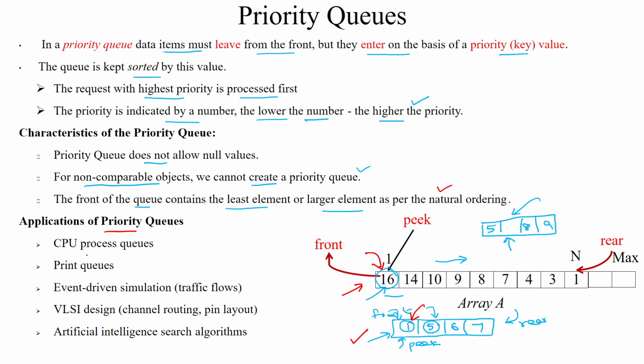Then applications of the priority queues are used in different domains. For CPU process scheduling, we can use the priority queue. The priority scheduling is there, so there the highest priority job will get the microprocessor first, then the next priority process will get the second. So like that, based upon the priority, the CPU scheduling will be done for processing the job.